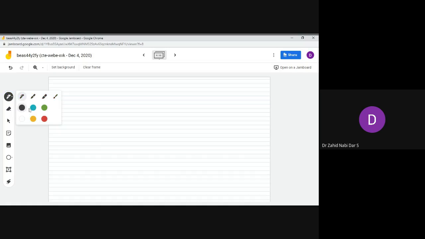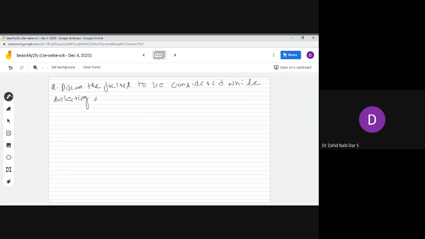So one more question, let's see. Discuss the factors to be considered while selecting a suitable number of armature slots in a synchronous machine.